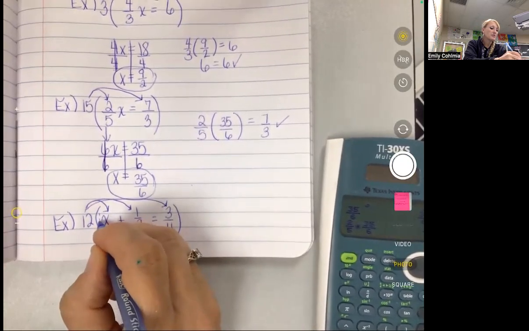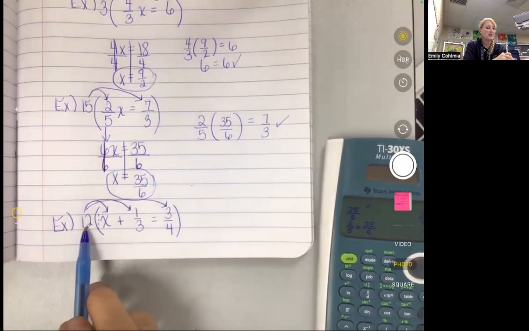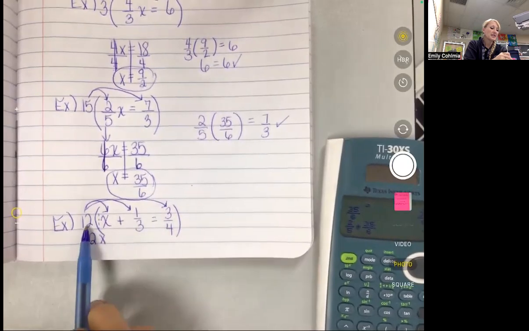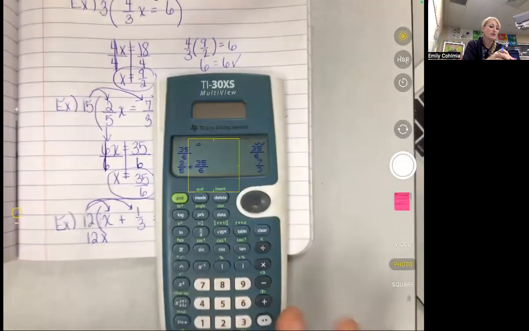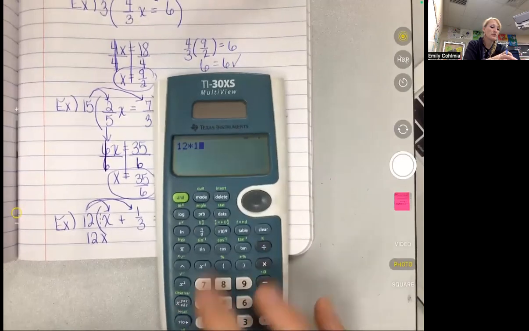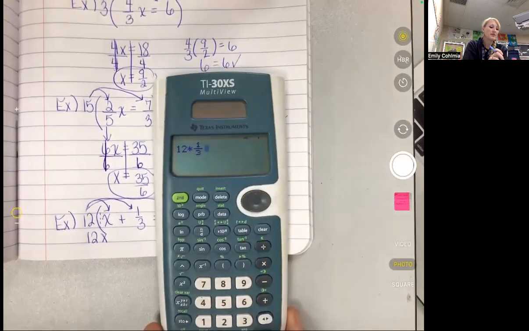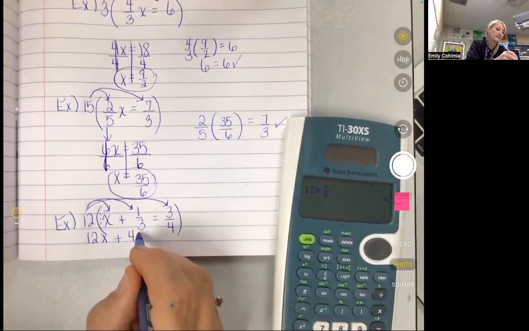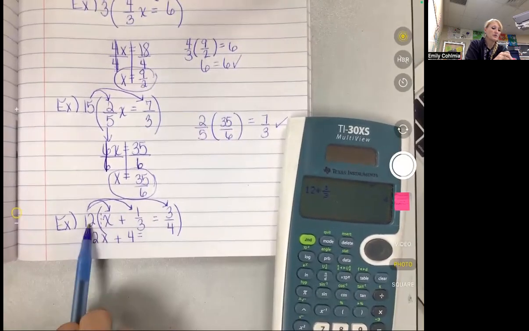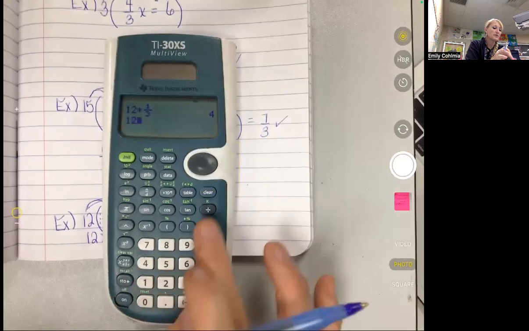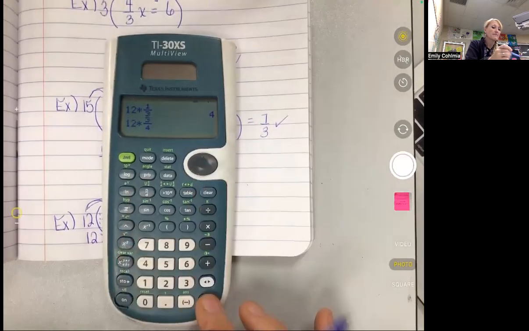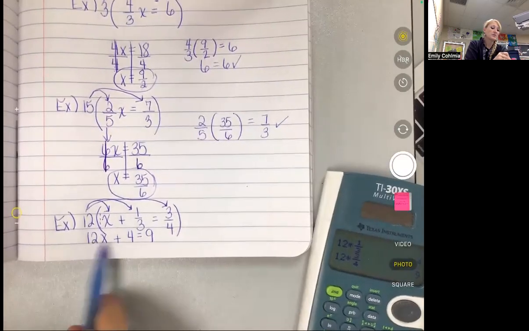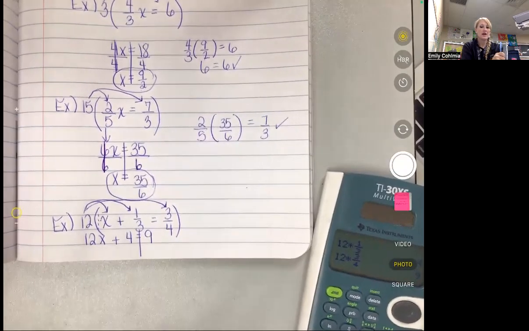Keep in mind that there is an invisible 1 right here. So we have to multiply the 12 times the 1 to get 12x. Then the second one would be 12 times 1/3. So in my calculator, I would do 12 times 1/3, which gives me a 4. So plus 4. And then I have to do the last term, so 12 times 3 over 4, which gives me 9. So now I have 12x plus 4 equals 9.